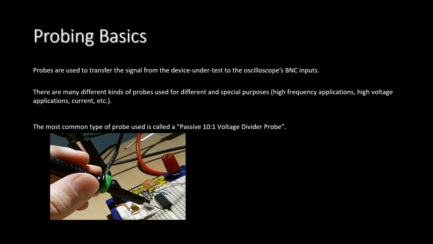There are many different kinds of probes used for different and special purposes, such as high frequency applications, high voltage applications, and current measurement. But the most common type of probe used to test a broad range of signals is called a passive 10 to 1 voltage divider probe.